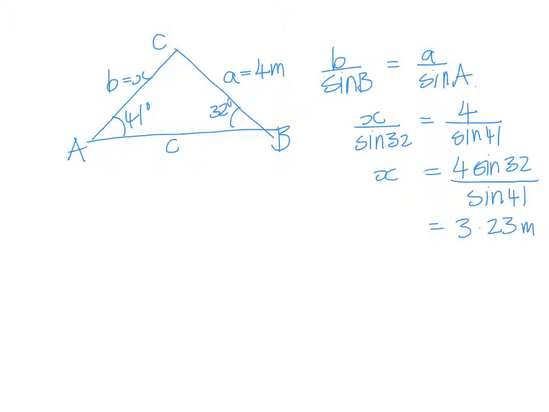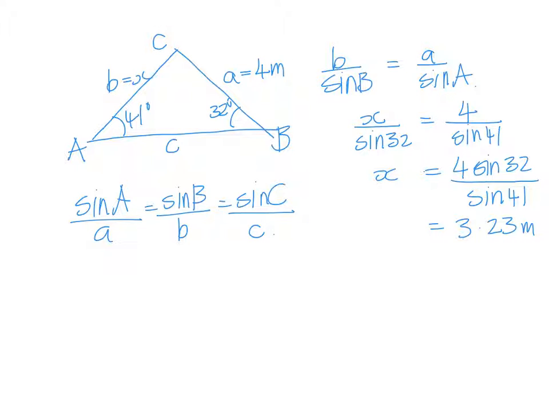Okay, so what we're doing there is we are using that rule. Now, another way to write it is that sine A over A is equal to sine B over B, which is equal to sine C divided by C. Okay, so once you get used to it and practice a little bit, you will find it's actually quite a simple rule to use, and yeah, really useful.